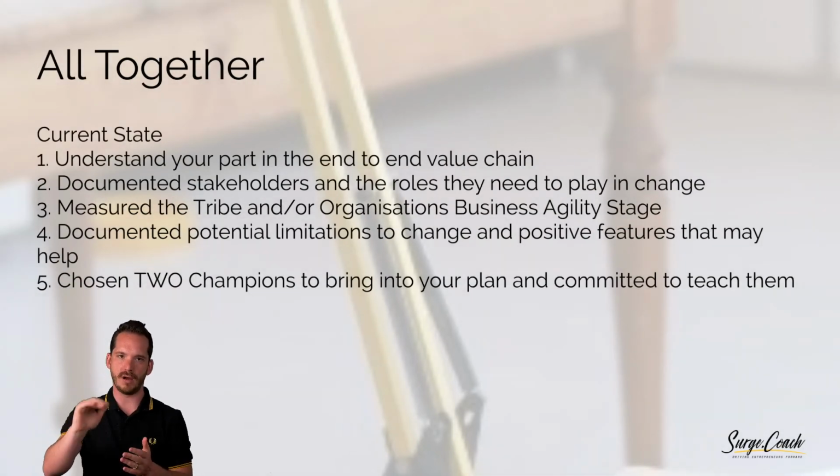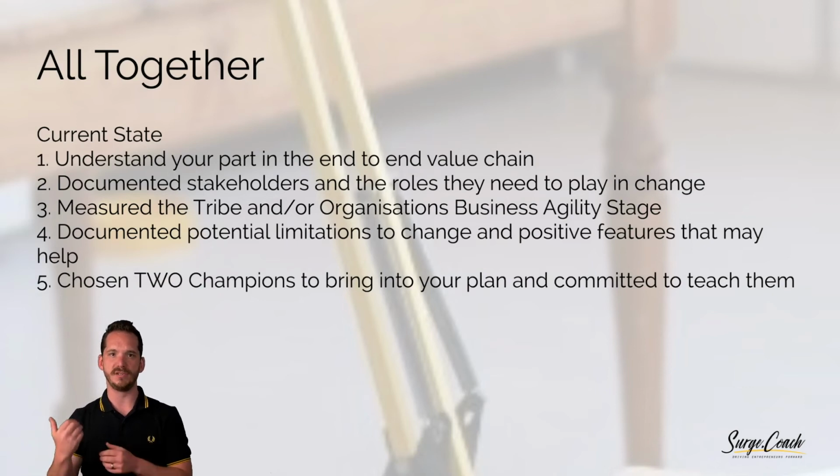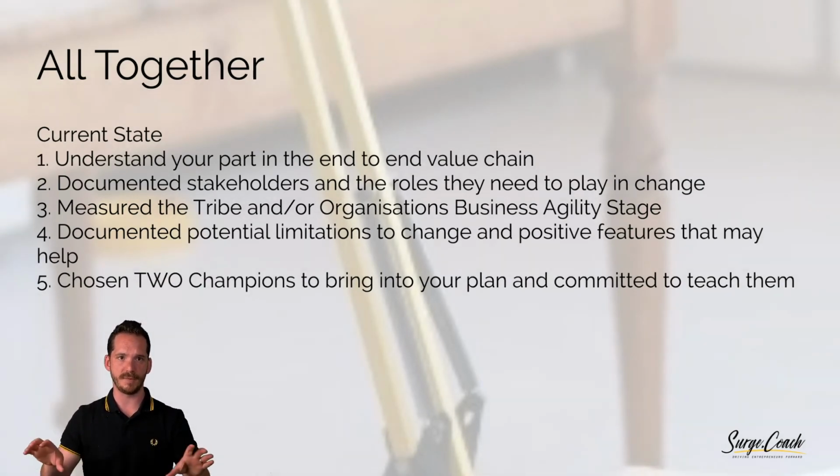Altogether, your current state, you understand your part in the end-to-end value chain, you've documented your stakeholders and the roles that they need to play in making these changes. You've measured the tribe and or the organization business agility stage for the business agility radar. You've documented potential limitations to change and positive features that may help through going through your stakeholder metrics. You've chosen 2 champions to bring you onto your plan and committed to teach them.